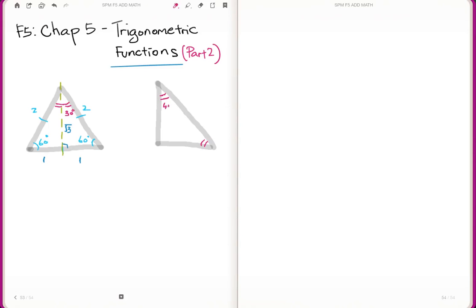45 degree, and I define the sides here as 1 and 1. Therefore my hypotenuse length would be square root 2. So here I have my 30, my 60, 45. So these are the three standard angles, 30, 45, and 60.